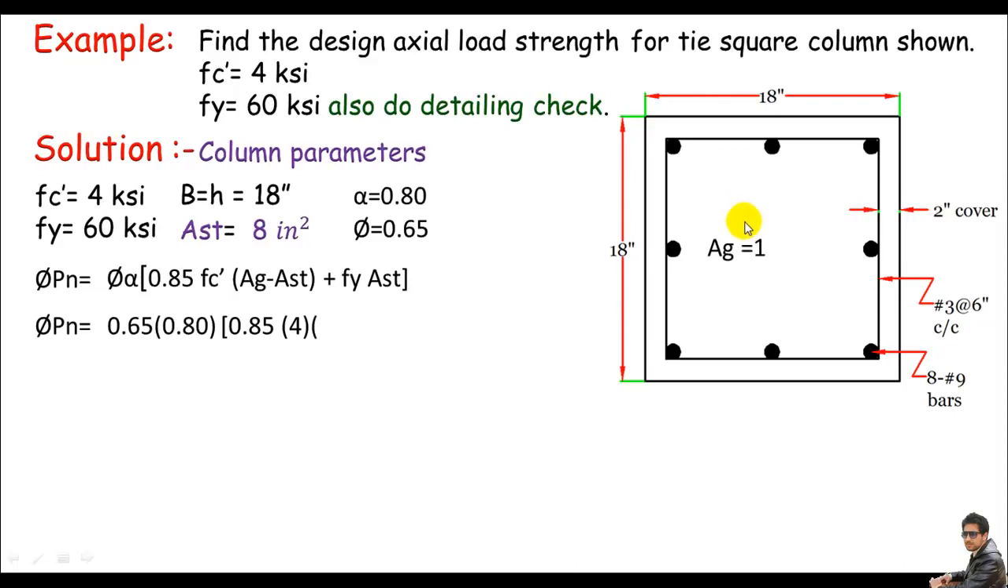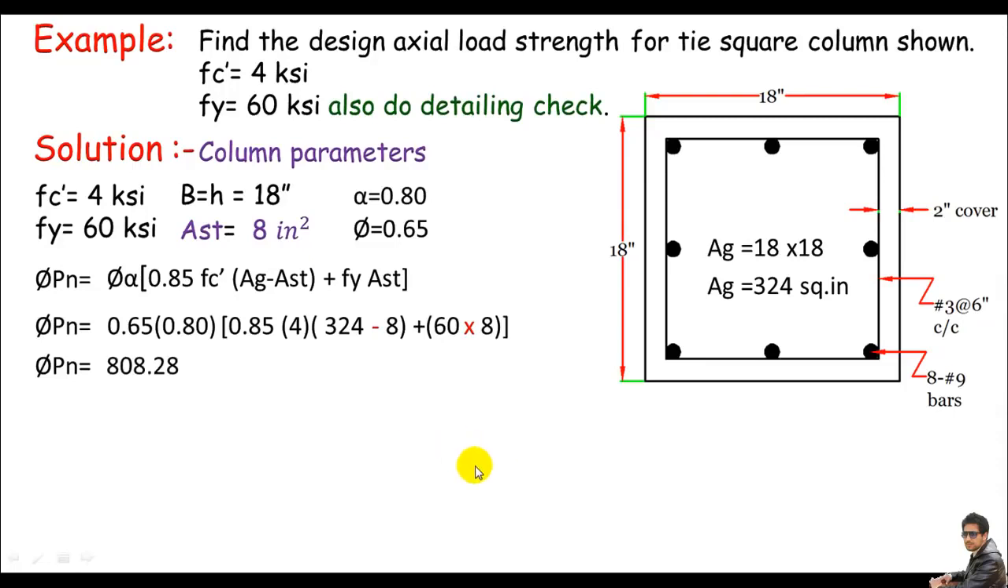Ag, what's Ag? Of course, it's 18 by 18 because it's a square column. So Ag is 324 square inches. Plug this over here. Minus Ast is 8 square inches, plus Fy is 60 KSI, and Ast is again 8 square inches. When you do a little mathematics with this, you can get the design axial load strength of this column equals 808.228, which is almost equal to 808 kips. And this was our first approach.